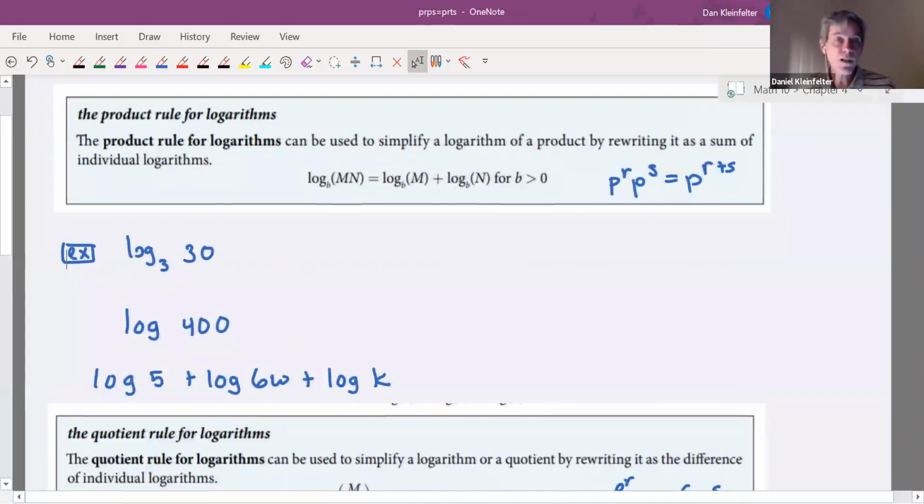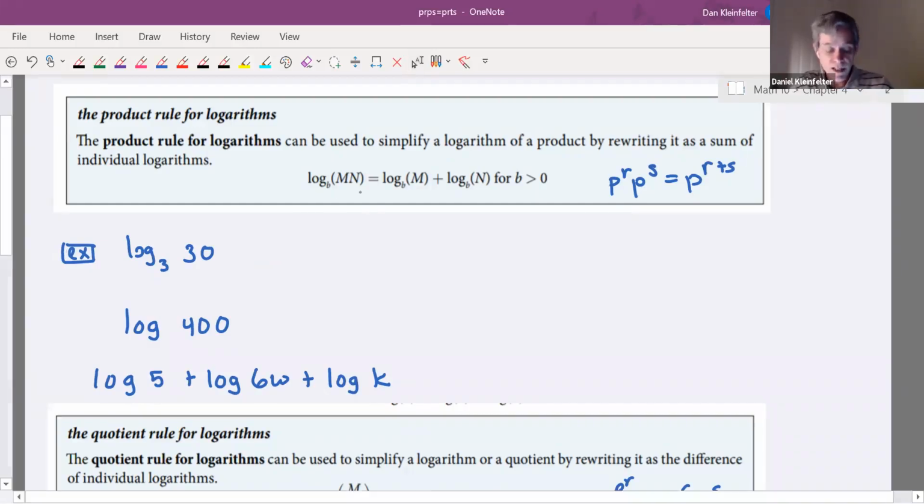And the first one is the product rule. So the product rule for logarithms says basically, if you have a logarithm of a product, then you can replace that by the sum of the logarithms of the two factors. So it turns a logarithm of a multiplication into a sum of two logarithms. So it changes multiplication into addition, essentially.